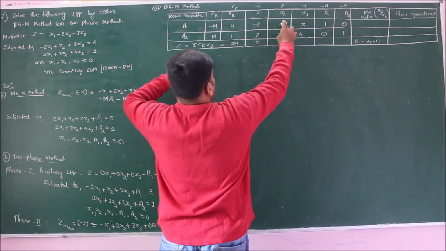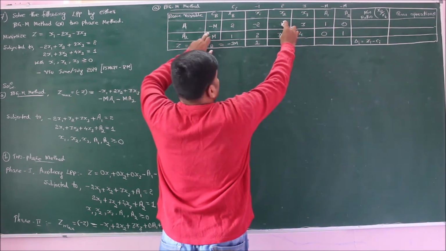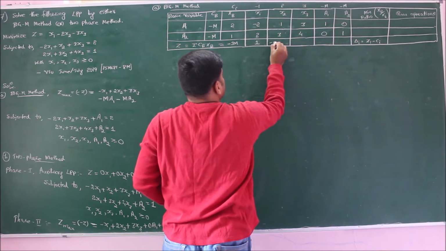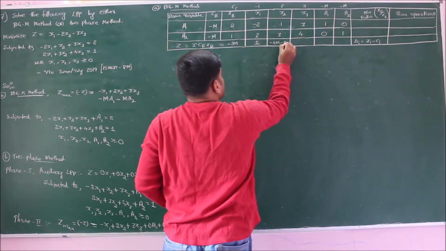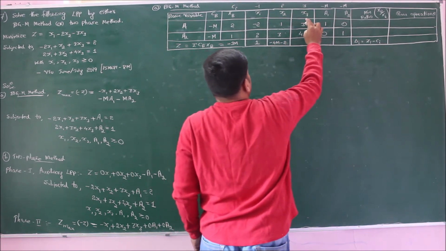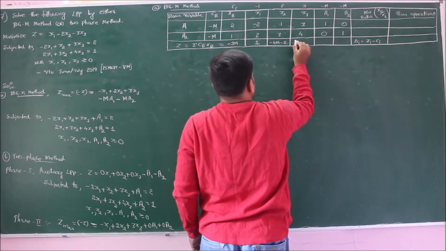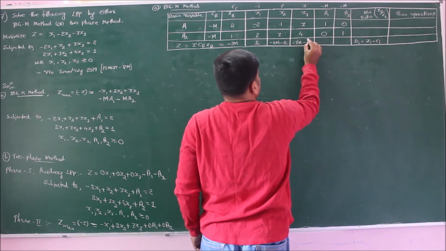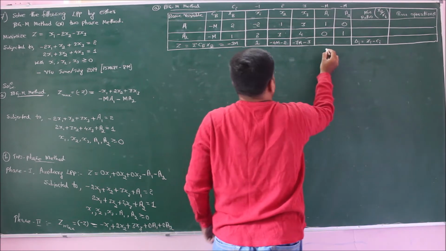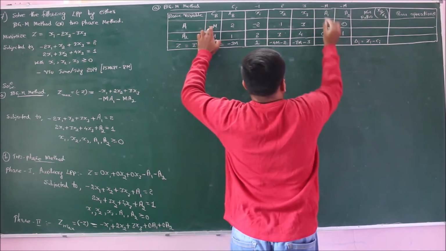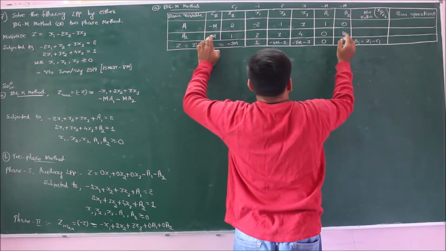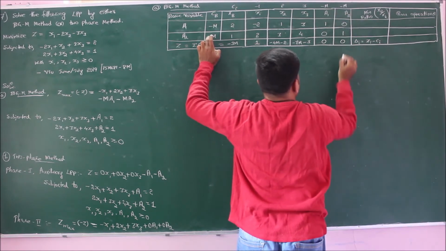Here I will get 1 plus 3 is 4, so minus 4m minus 2. Here, 3 plus 4 is 7, so therefore it is minus 7m minus 3. Minus m plus m will get cancelled, it will become 0. Minus m plus m will get cancelled, it will become 0.